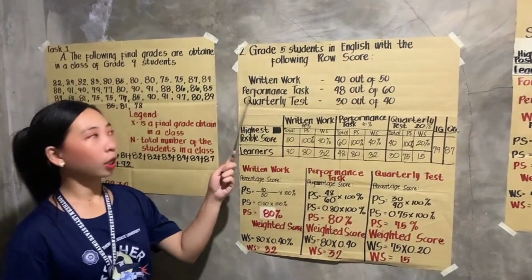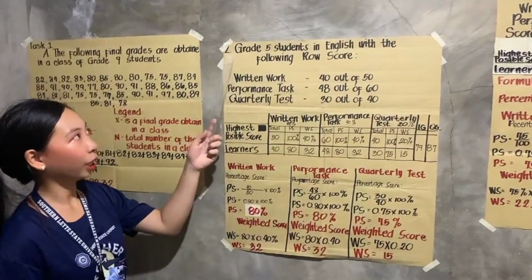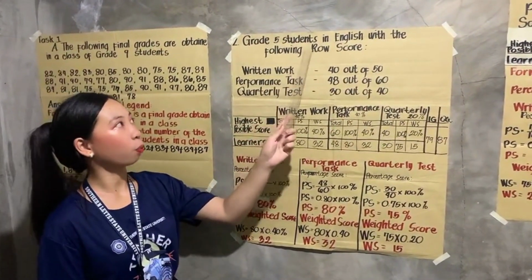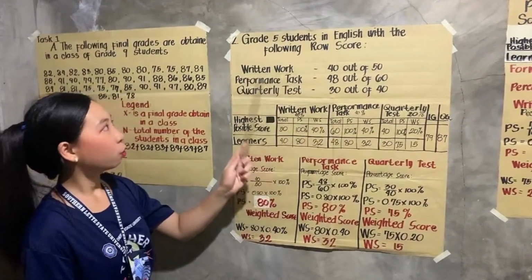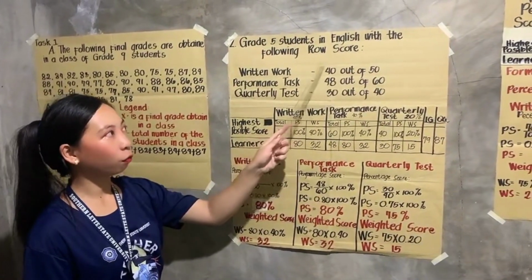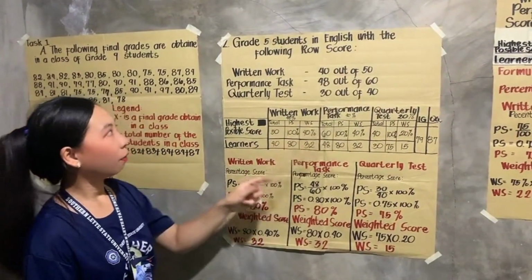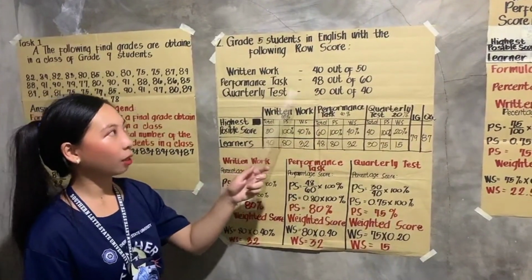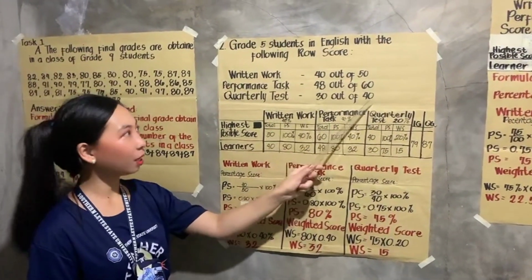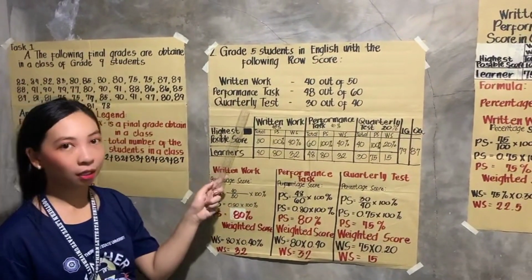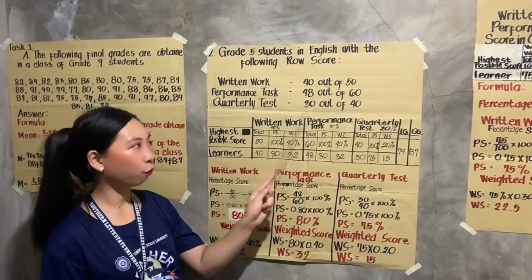So the second example will be grade 5 students in English with the following raw score. For the written work, they got 40 out of 50. For the performance task, they got 48 out of 60. For the quarterly task, they got 30 out of 40.